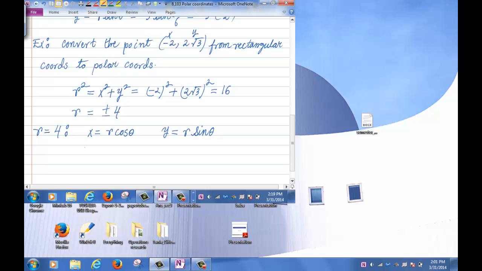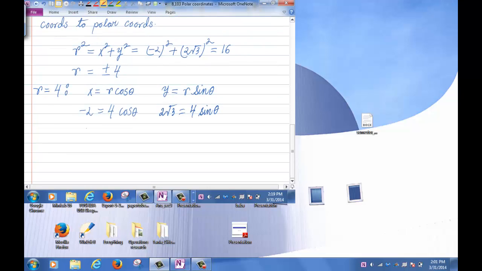-2 is 4 cosine theta. y is 2 root 3, which is 4 sine of theta. And so we get cosine theta is -1/2 and sine theta is √3/2, right?